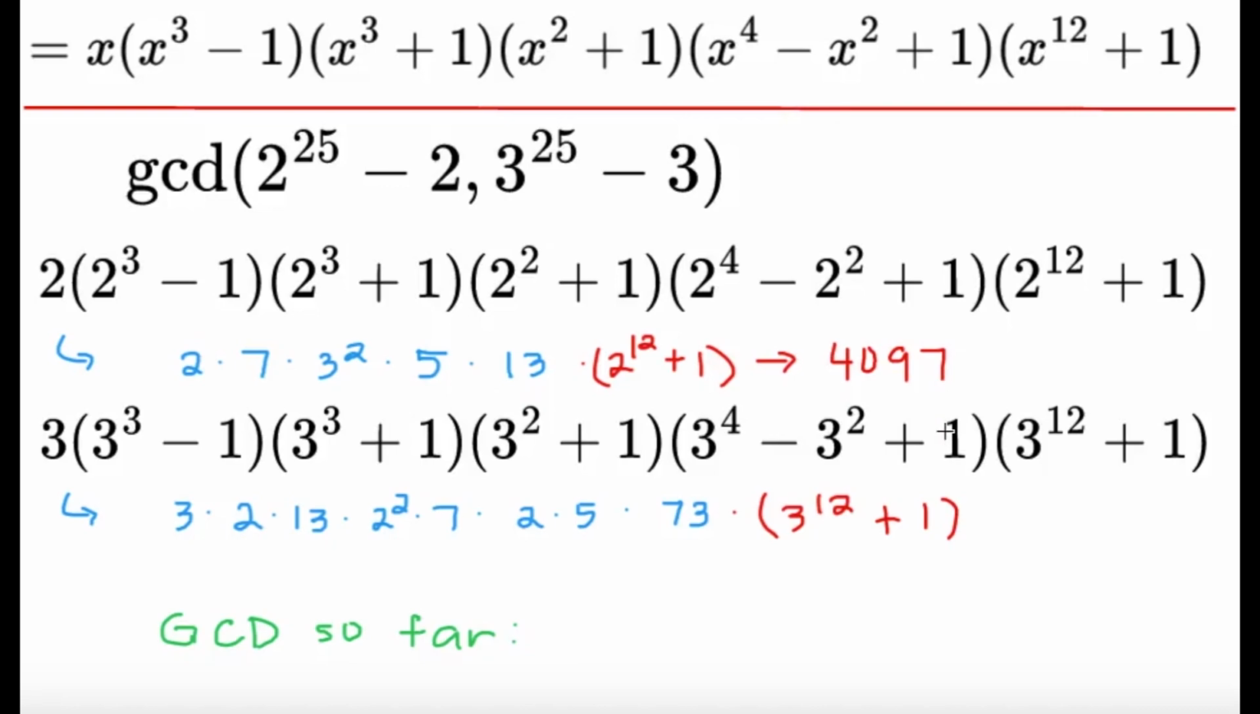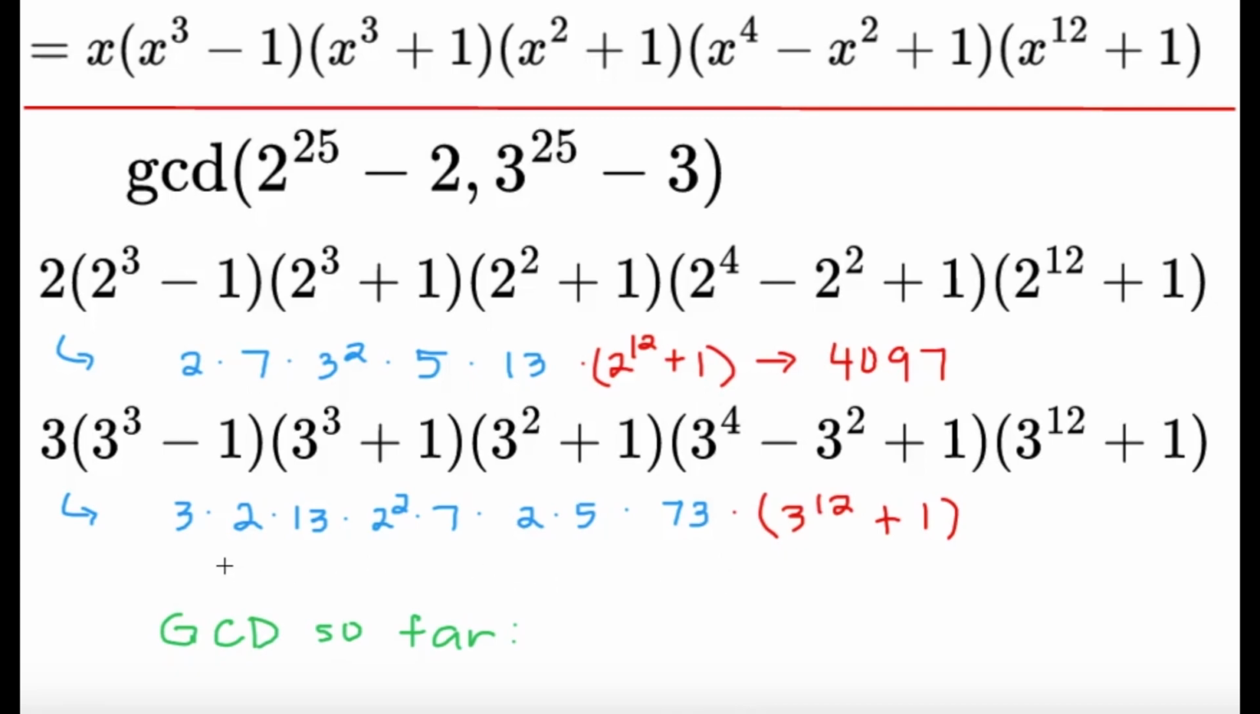Now, we can try to deal with the smaller expressions. I deliberately didn't factor these two yet, 2 raised to 12 plus 1 and 3 raised to 12 plus 1, because of the following point that I will be making. Now, I'm taking a lot of shortcuts here, but this is technically some of the factors, the incomplete factored form of 2 raised to 25 minus 2. And here we have the incomplete factored form of 3 raised to 25 minus 3.